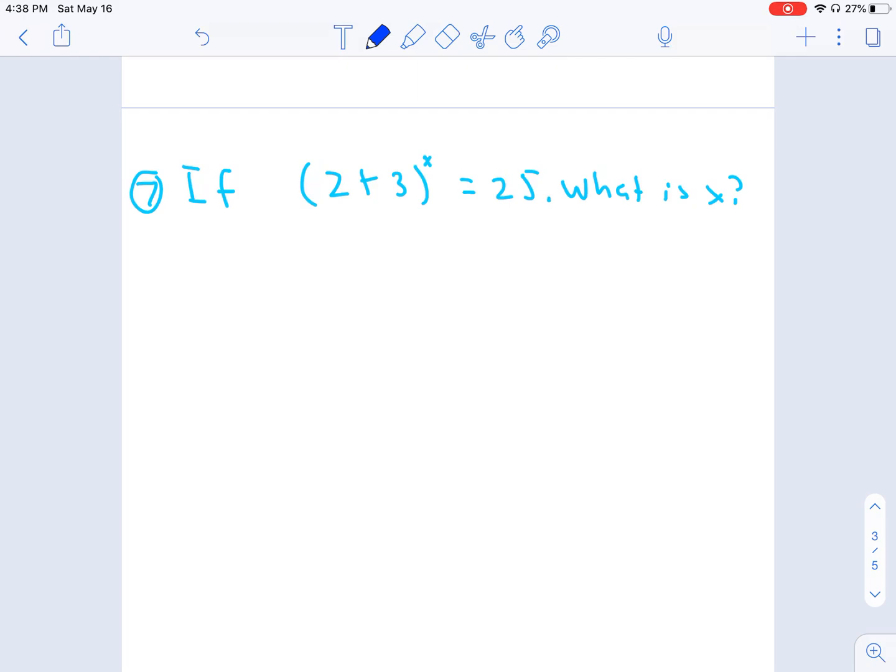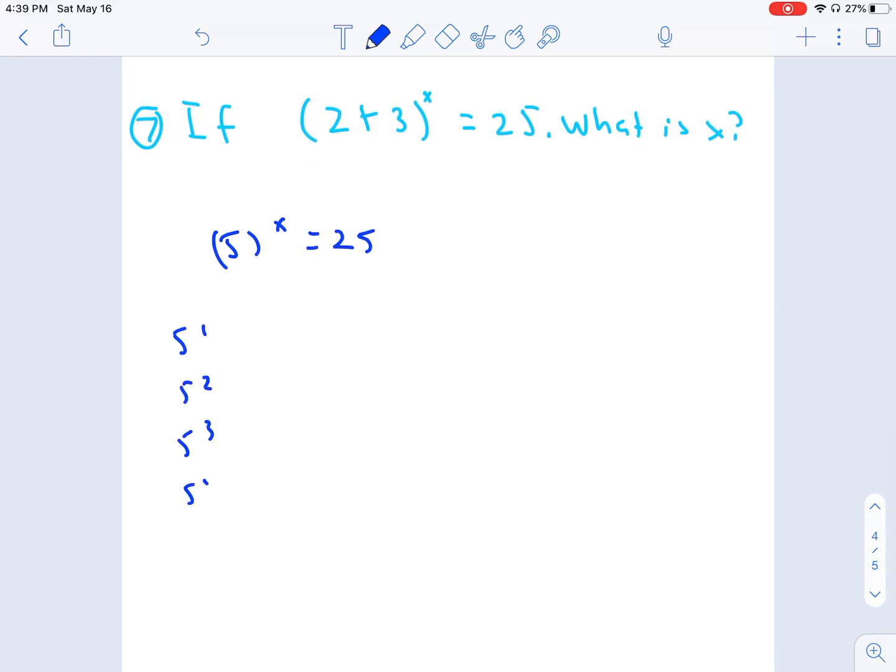So moving on to number 7, if 2 plus 3 to the x is 25, what is x? So just to start, we're going to do inside the parentheses. 2 plus 3 is 5. 5 to the x is equal to 25. And we're trying to look for the x exponent. We can just start plugging in numbers.